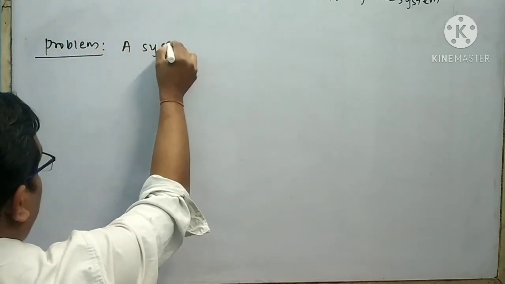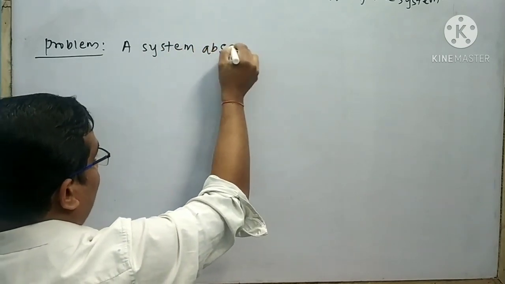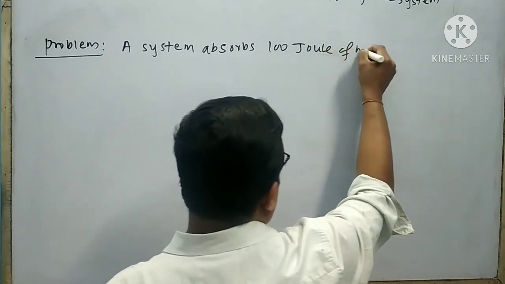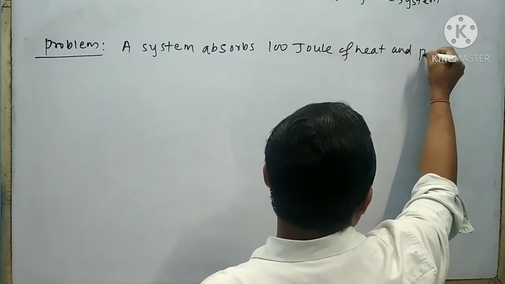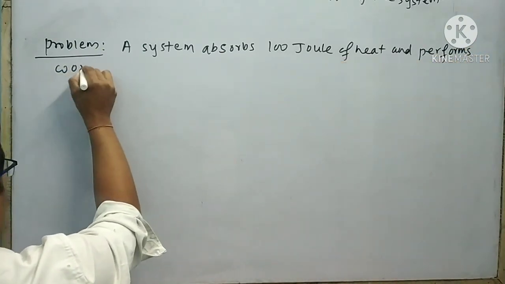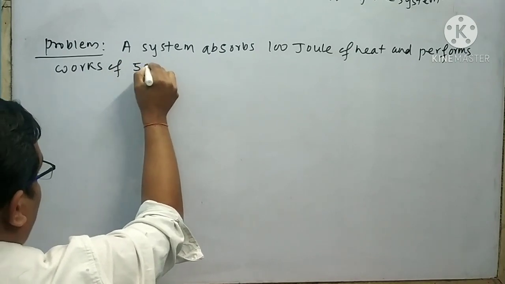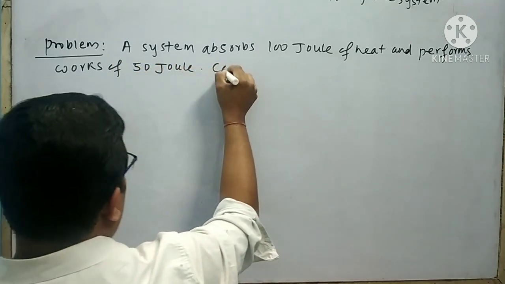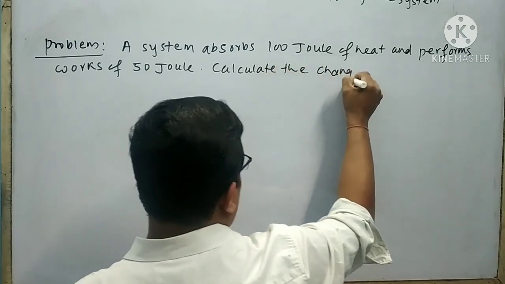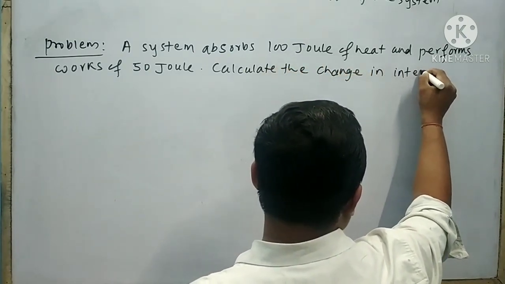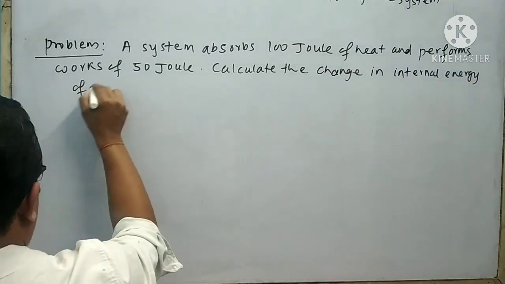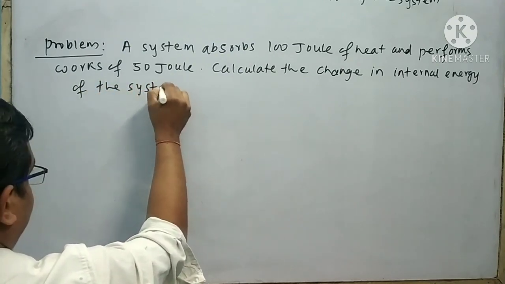A system absorbs 100 joule of heat and performs work of 50 joule. Calculate the change in internal energy of the system.